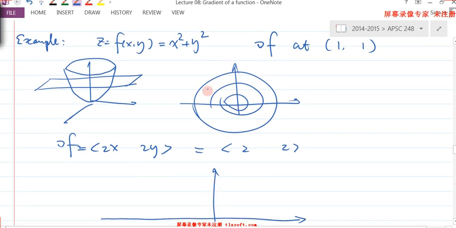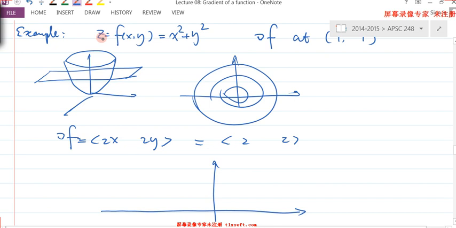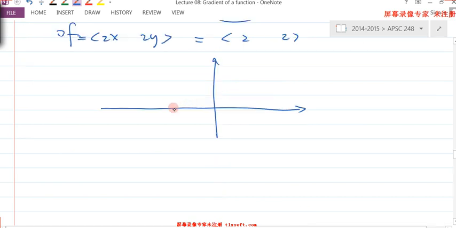See, this is a cluster of circles here, right? What circle passes through the point (1, 1)? In other words, you plug this 1 here, 1 there, what's the z value? It's 2. So the radius of the circle is? No, root 2, right? So you draw a circle with a radius of root 2, okay? And where's (1, 1)? So (1, 1) is here. Okay, (1, 1) is here.